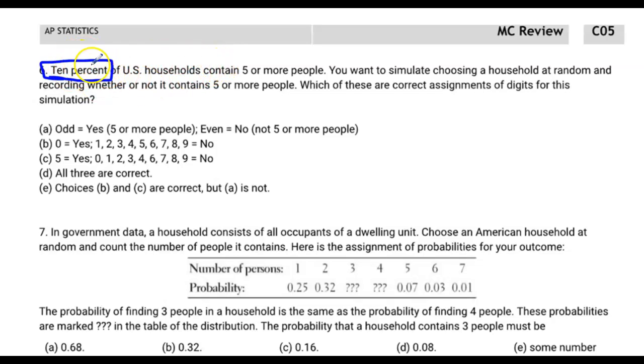That means 10% of the time we're going to get 5 or more people. 90% of the time we're going to get fewer than 5 people, right? 4, 3, 2, 1, or 0. I guess a household with 0 wouldn't really be a household.